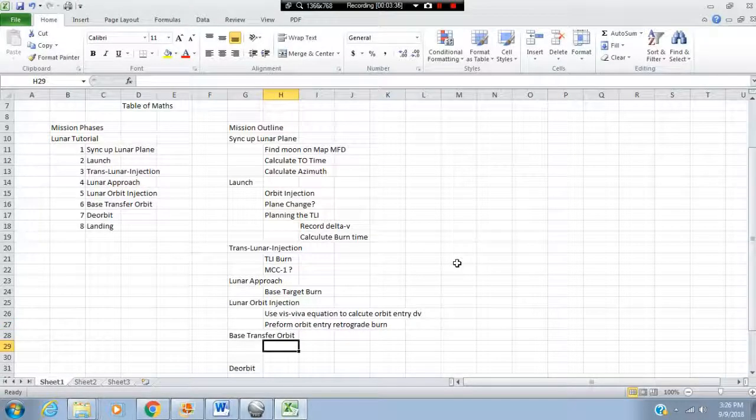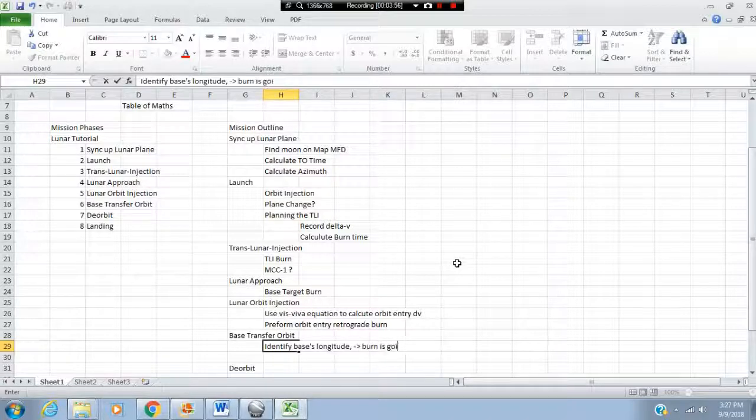Then we're onto the base transfer orbit, which means we need to, step one, identify the base's longitude. And implied is that the burn is going to happen at the longitude minus 180 degrees. So this is just going to tell you exactly when to begin your deorbit burn.